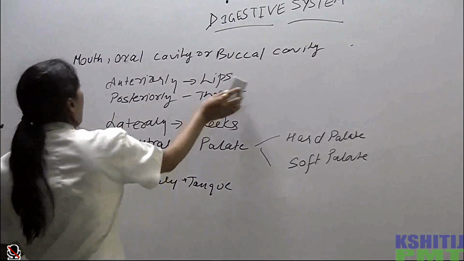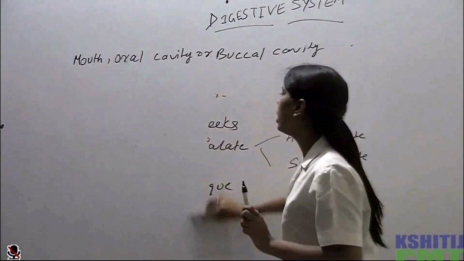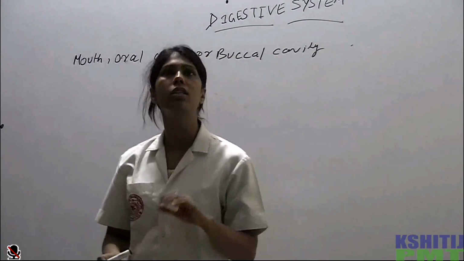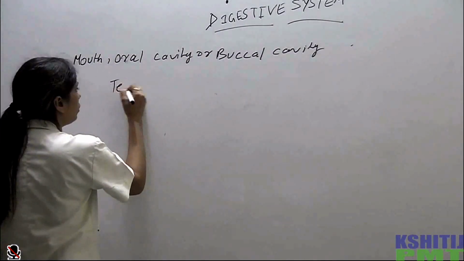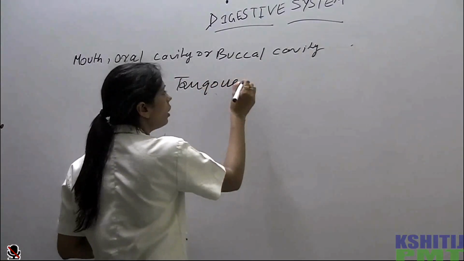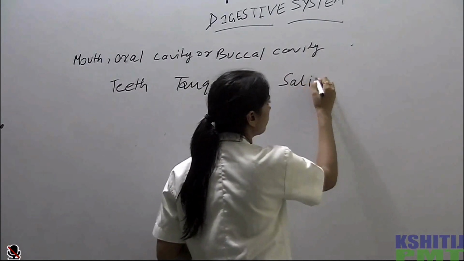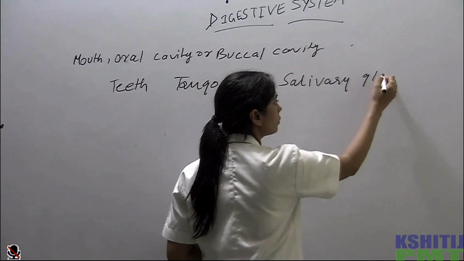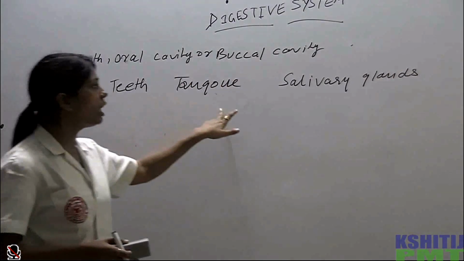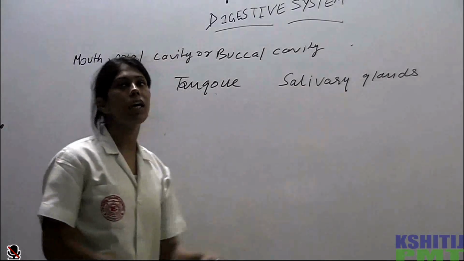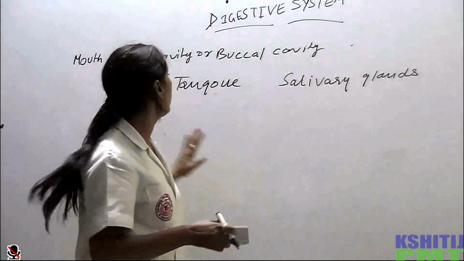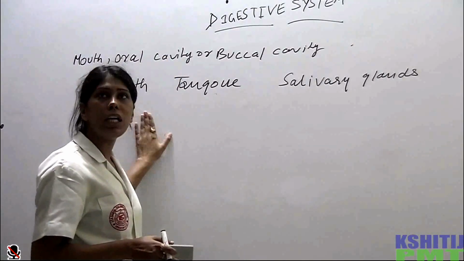Okay. Now after this, the three things which are present in mouth are, number one we have teeth, then we have tongue, okay, then we have salivary glands. Okay, so here we have teeth, tongue and salivary glands. Now first of all we will discuss each of them in detail. So now coming to our teeth part in detail.